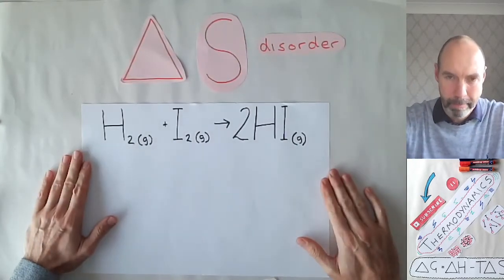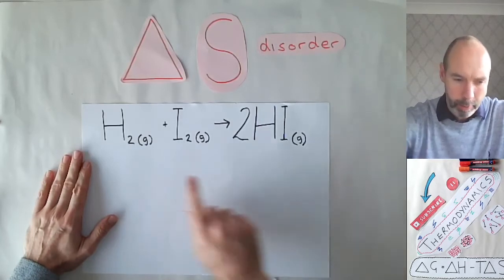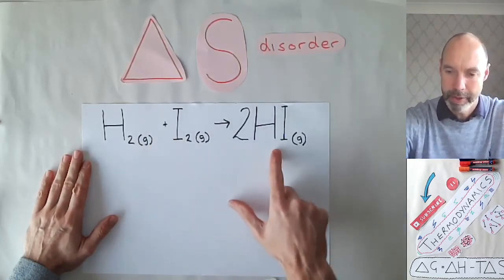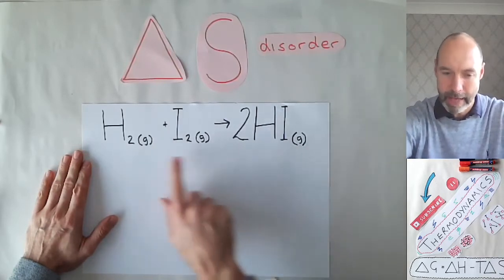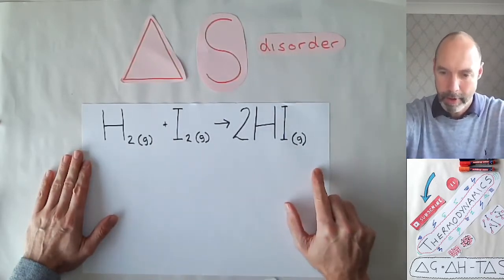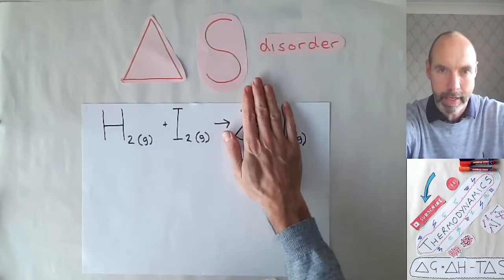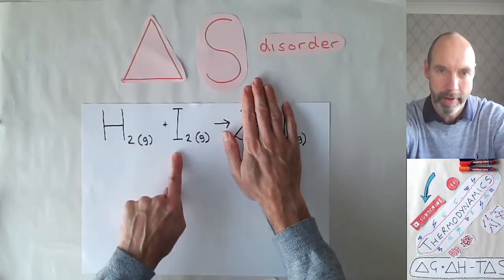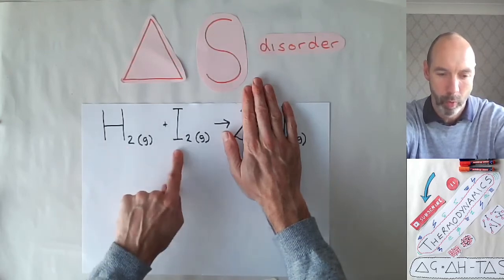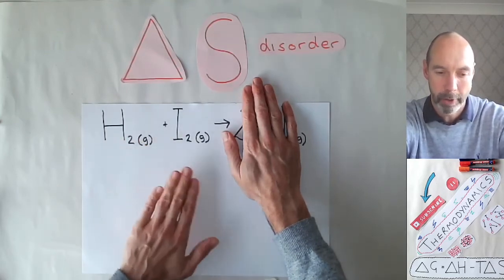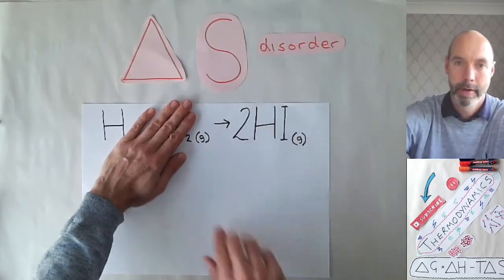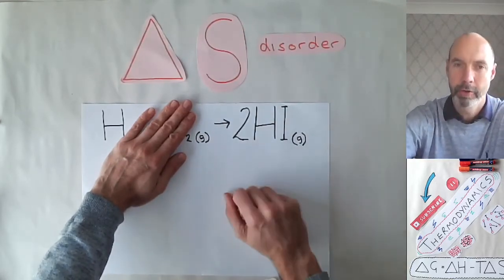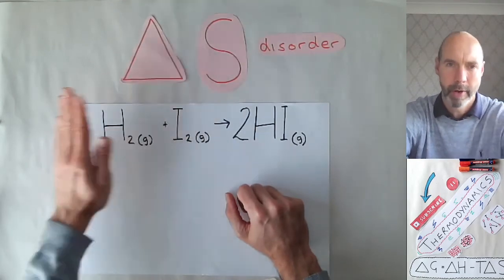Let's have a look at this one. So we've got H2 gas plus I2 gas becoming 2HI gas. So the king of randomness is back. The gases are back. On the left hand side we've got 1 molecule of H2 and 1 molecule of I2, so that's 2 molecules of gas on the left, and it's becoming 2HI. So that's 2 molecules of gas on the right.